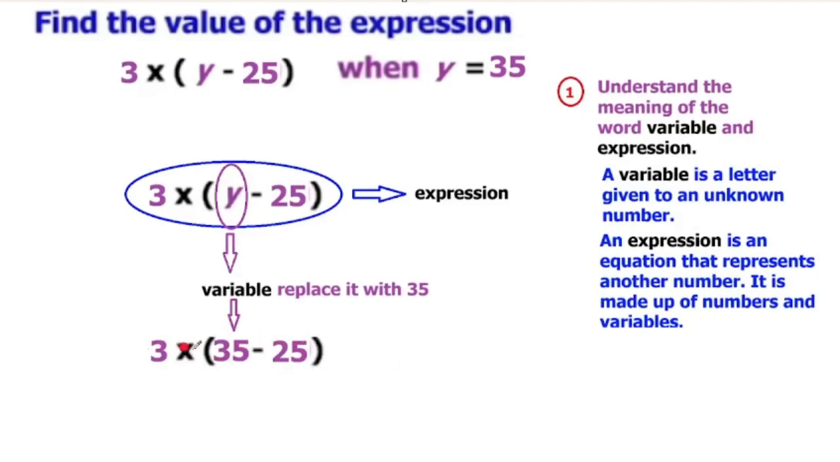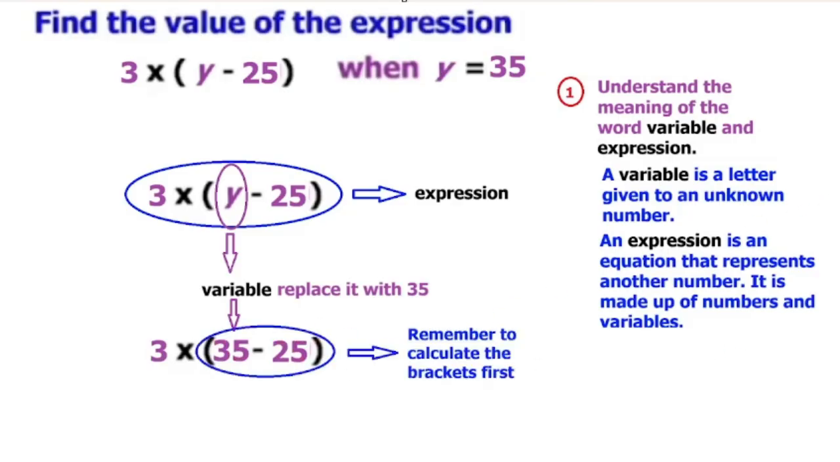So we have 3 times bracket 35 minus 25, close bracket. You perform your brackets first. So 35 minus 25 is 10. So now we do 3 times 10, which equals 30. And that's it. That's that whole problem made simple.